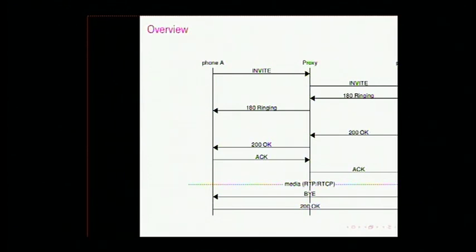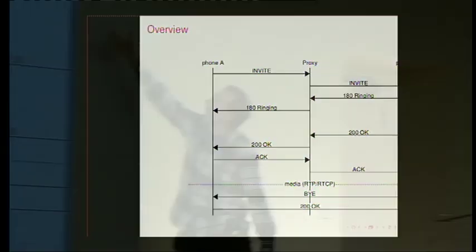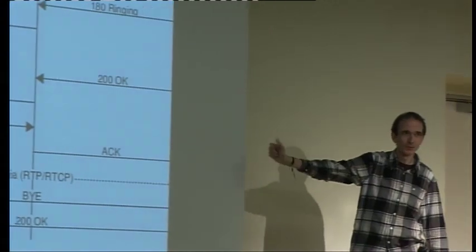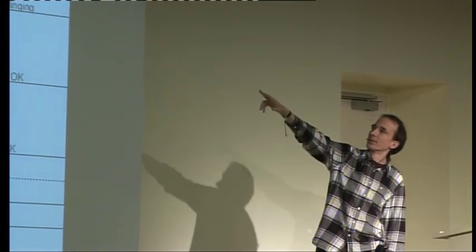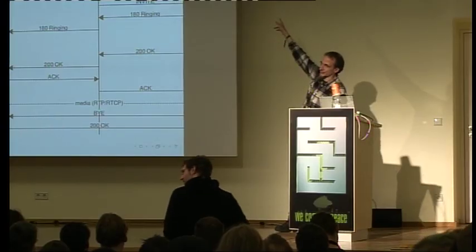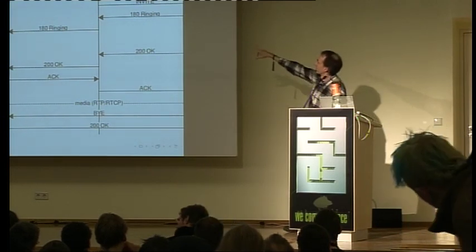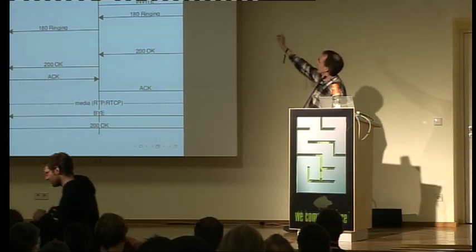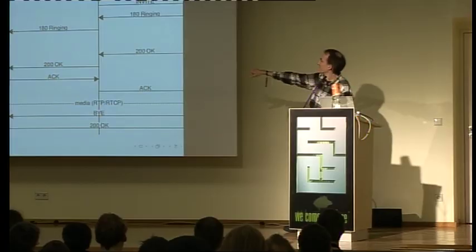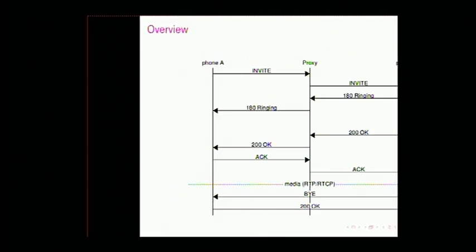This is the B phone, the called phone. Phone A calls phone B. You send an INVITE request, you get responses back, an acknowledgement, and then you have the media stream, which is the telephony, the speech or video or any other real-time media. And at the end of the call, the user hangs up and a message is sent back.